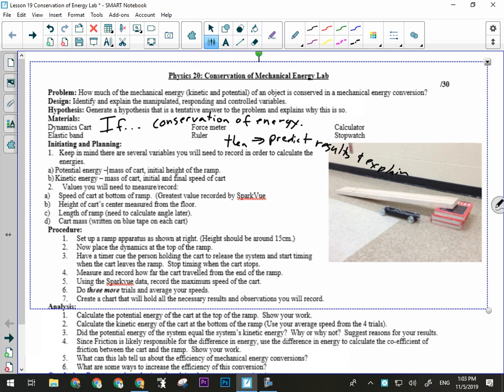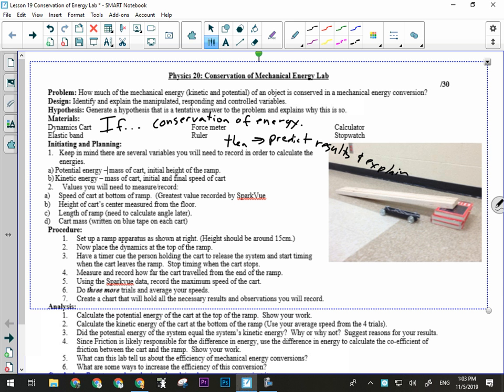You're going to build a ramp setup like this. The ramp shouldn't be more than 20 centimeters high. Mine was 21. The cart went a little further than I would have liked, which is why Tyler had to catch it on the next trial, because it actually ran through the desk and smashed into one of them. But it didn't break, so that's good. I didn't have to punish myself.